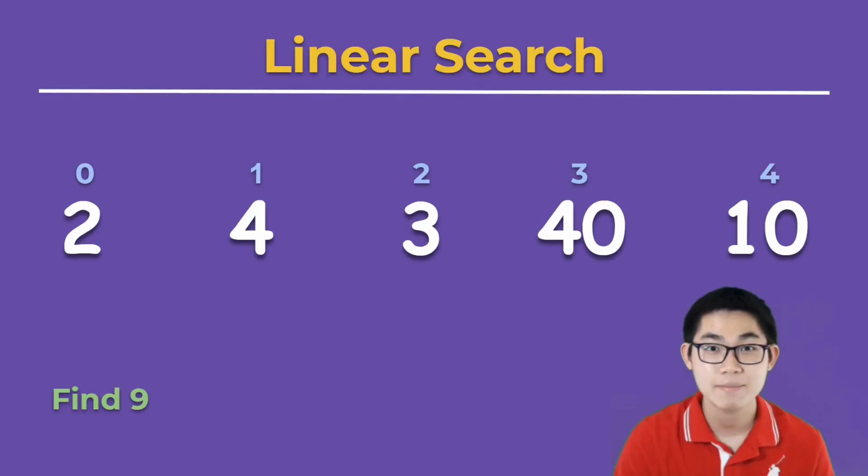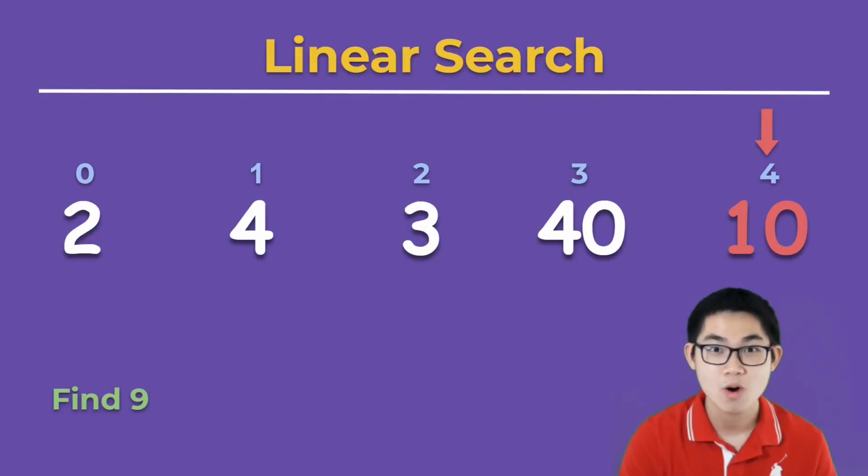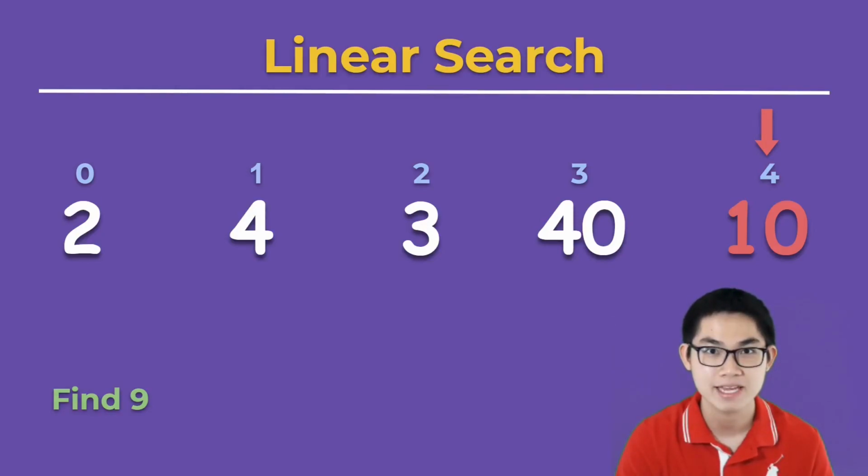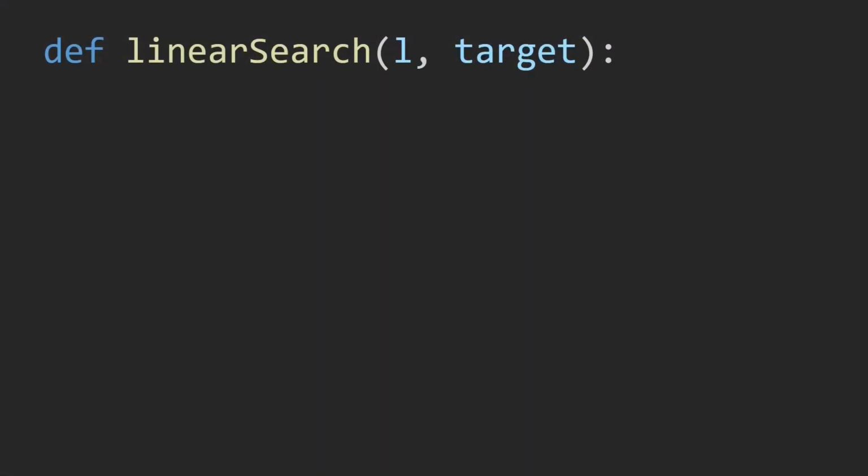Let's try to find number 9 in the array. We start here. That's not 9. No, no, no, and no. So we didn't find 9 in the array. In this case, you can either return false or return -1, indicating that we did not find number 9 in this array. Let's take a look at the Python code.